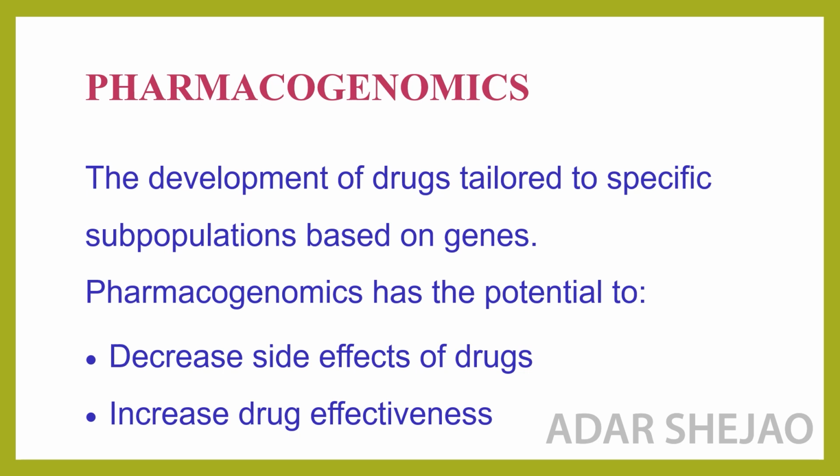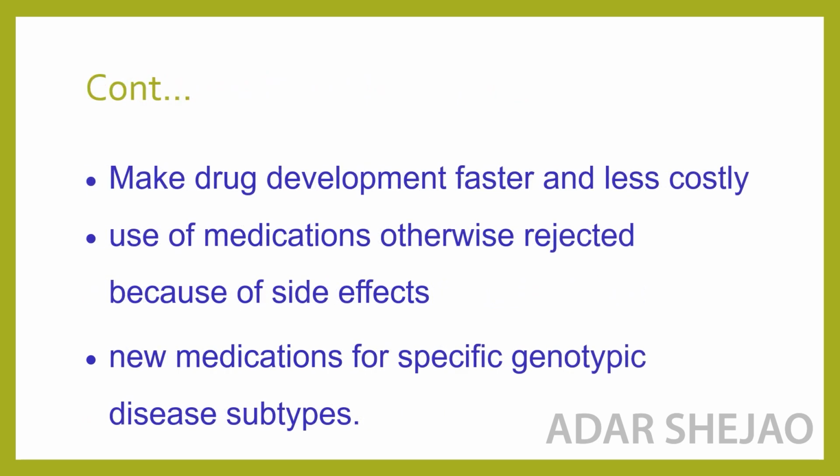Pharmacogenomics. The development of drugs tailored to specific subpopulations based on genes. Pharmacogenomics has the potential to decrease side effects of drugs, increase drug effectiveness, make drug development faster and less costly, allow use of medications otherwise rejected because of side effects, and produce new medications for specific genotypic disease subtypes.